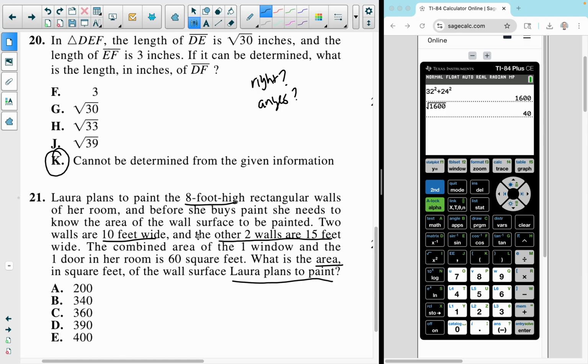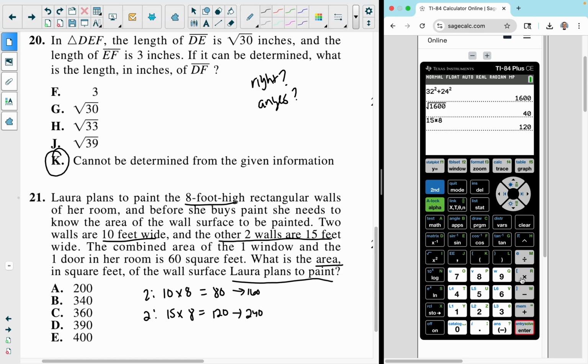So let's go ahead and figure out the area of the walls. So we have 2 walls that are 10 feet wide by 8 feet high. So that's going to be 80, but there's going to be times 2. So that will give us 160. Then the next two walls are 15 feet wide, but again, still 8 feet high. So that's 15 times 8. 15 times 8 is 120. But times 2, that's going to be 240.